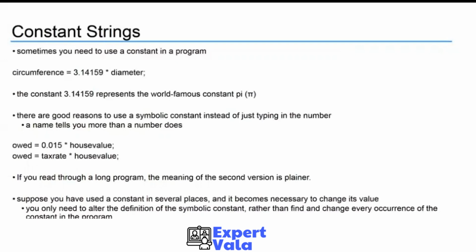Suppose you have used a constant in several places and it becomes necessary to change its value. You would have to go and change that value everywhere in the program, as opposed to just changing it in one spot where you define that constant. I talked about this earlier when I used the term magic number. That's what this is referred to. Whenever you see a number used in a program that's not stored in a variable, it's usually best to put that number in a constant, because then if you use it multiple times and the value changes, all you have to do is change it once. You don't have to change it everywhere you use it. So avoid magic numbers, use constants.